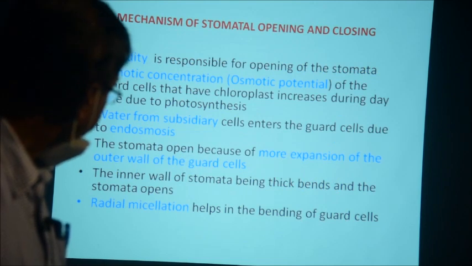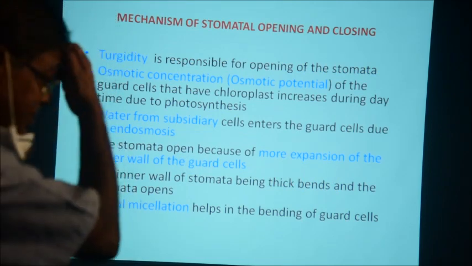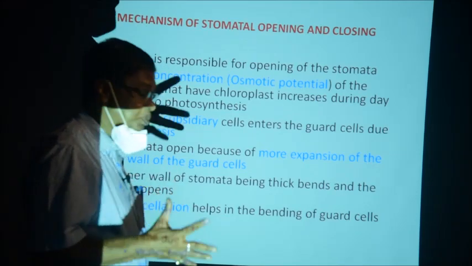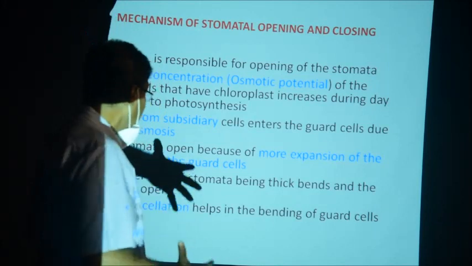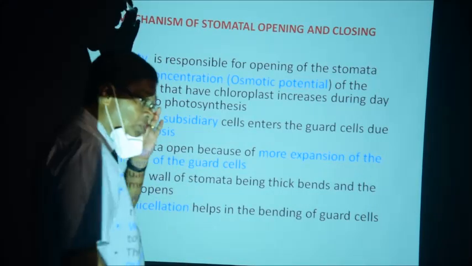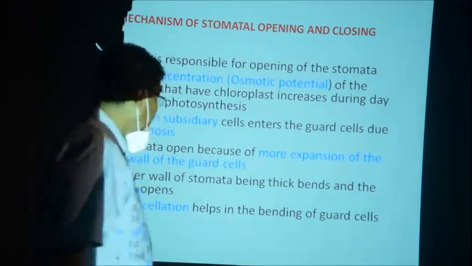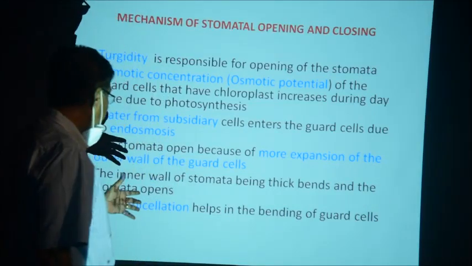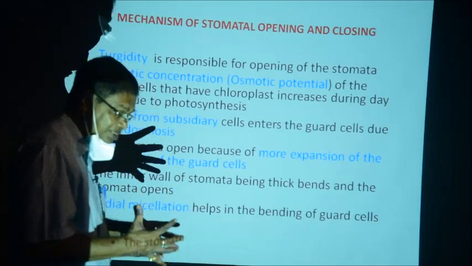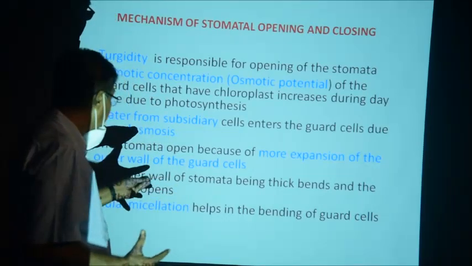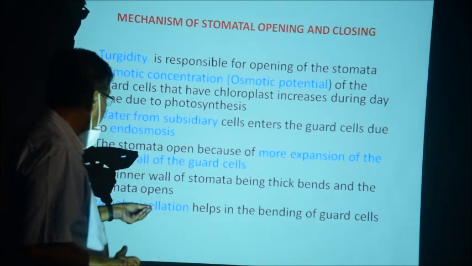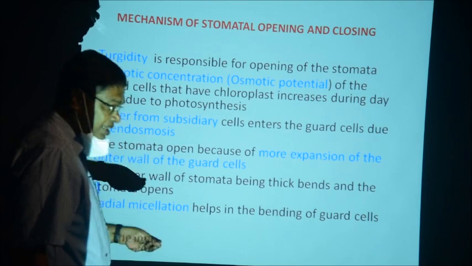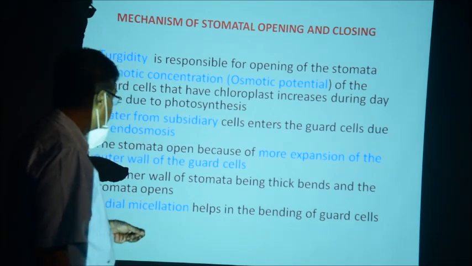Now, why do they become turgid? The guard cells become turgid because of increase in the osmotic concentration of the guard cells. Why does osmotic concentration increase? It increases because of photosynthesis in the guard cells, because of the sugars that are produced in the guard cells, where chloroplasts are also present.